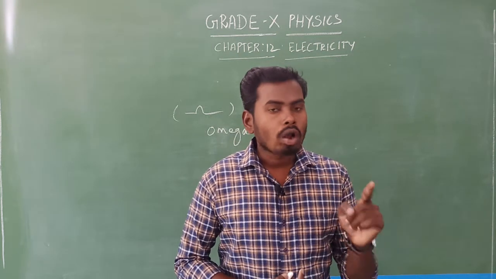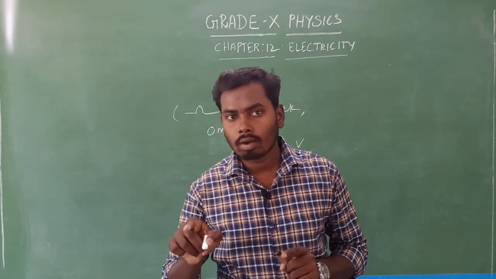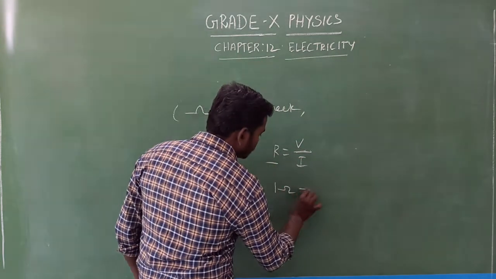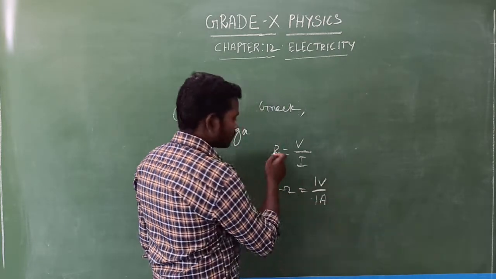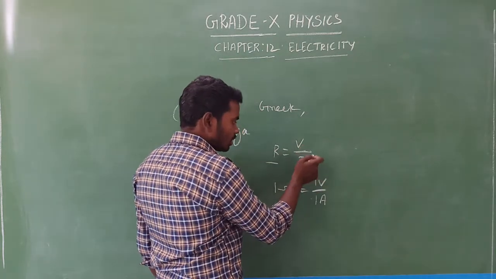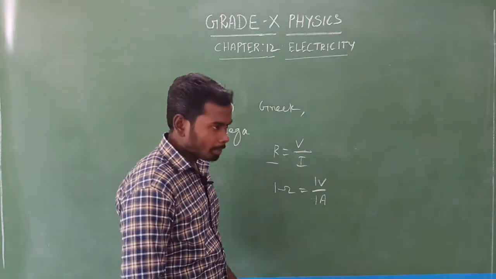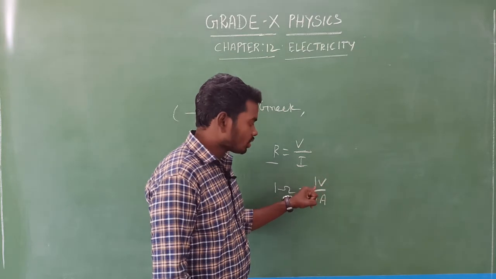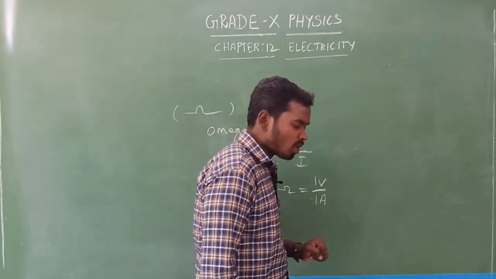So 1 ohm is equal to 1 volt divided by 1 ampere, because the resistance SI unit is ohm, the potential difference SI unit is volt, and the current SI unit is ampere. So 1 ohm, note this point, 1 ohm is equal to 1 volt divided by 1 ampere, which means, what is that, sir? What does it mean, sir?